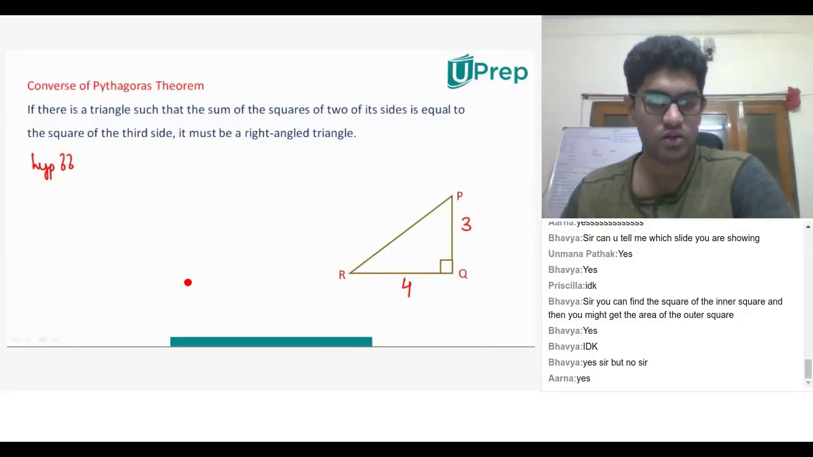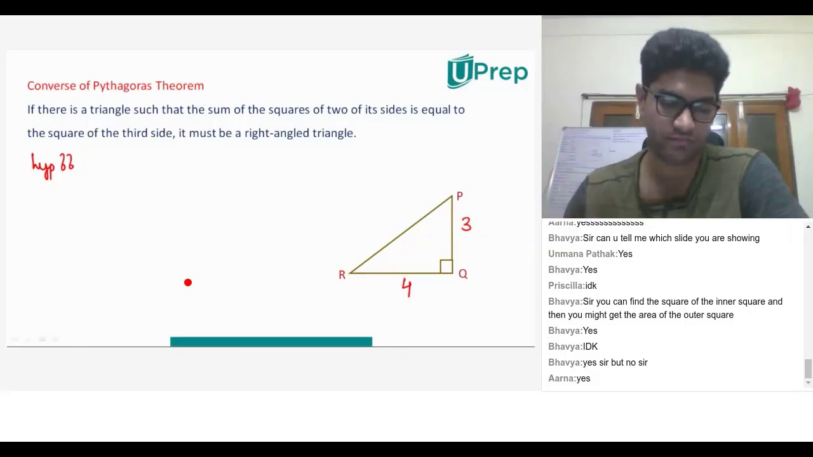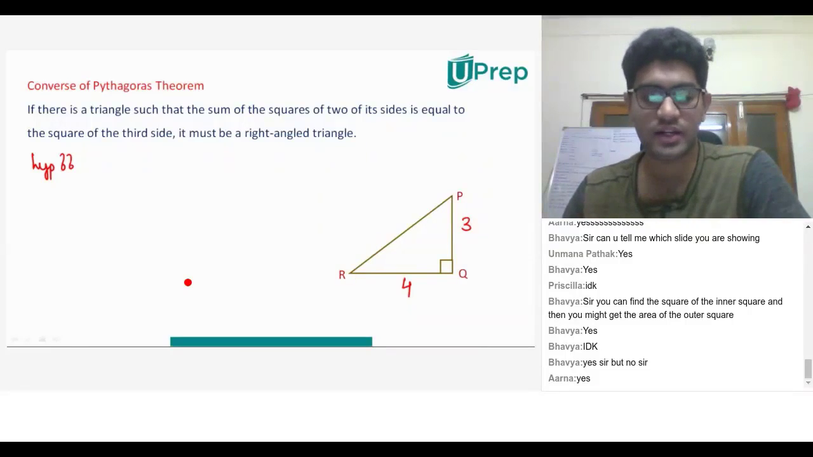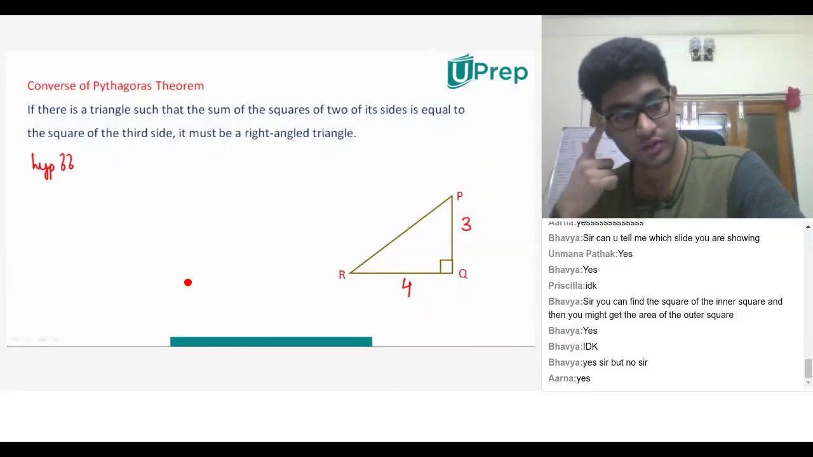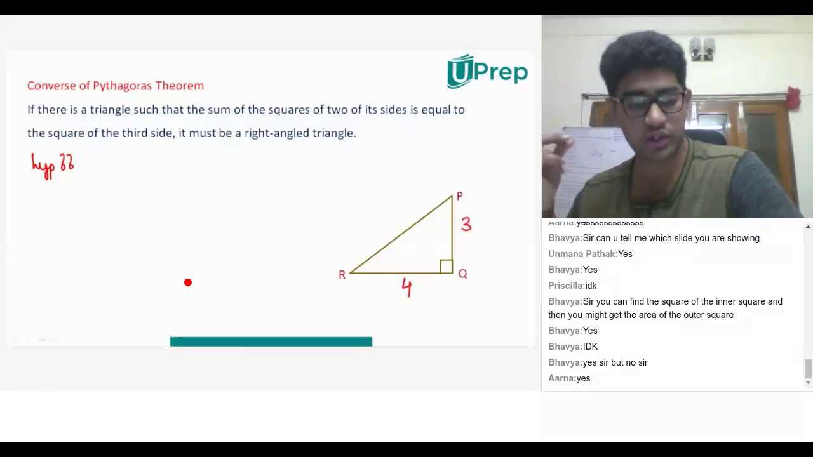PQ is 3, QR is 4. Those are the lengths of the sides. What is the hypotenuse? Apply the Pythagoras theorem. Right angle, right? As soon as you see a right angle, what should hit you? Pythagoras. So 5. Beautiful, correct. 5 is correct.